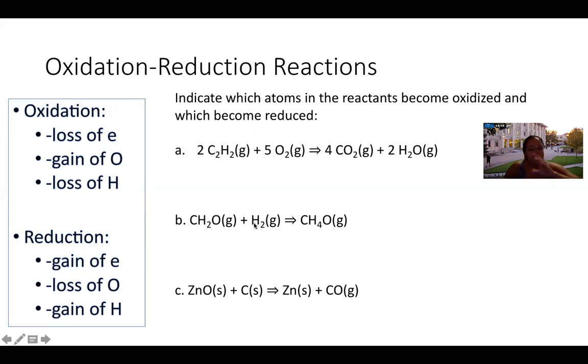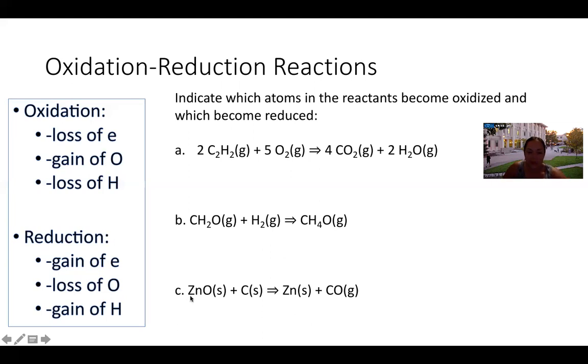And if something gets reduced, something always has to get oxidized. They must go together, okay? So the hydrogen was kind of by itself here. Now the hydrogen ends up with these oxygens. So we can say the hydrogen had a gain of oxygen and it got oxidized, okay?